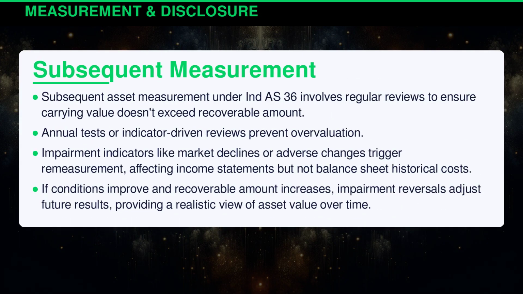Subsequent asset measurement under Indian Accounting Standard 36 involves regular reviews to ensure carrying value doesn't exceed recoverable amount. Annual tests or indicator-driven reviews prevent overvaluation. Impairment indicators like market declines or adverse changes trigger remeasurement, affecting income statements but not balance sheet historical costs. If conditions improve and recoverable amount increases, impairment reversals adjust future results, providing a realistic view of asset value over time.